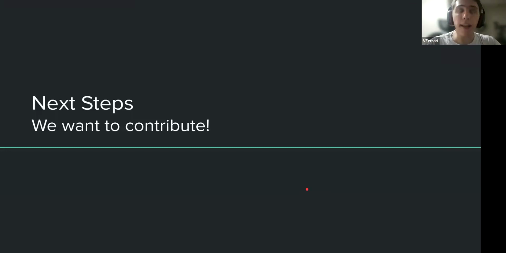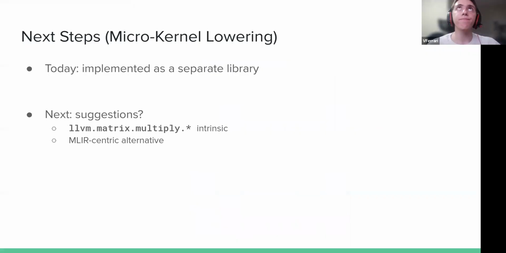Now, finally, the next steps. We want to contribute this project to MLIR. So we have micro-kernel lowering and macro-kernel lowering. The micro-kernel is implemented as a separate library, and I want some suggestions. I want some feedback on it.